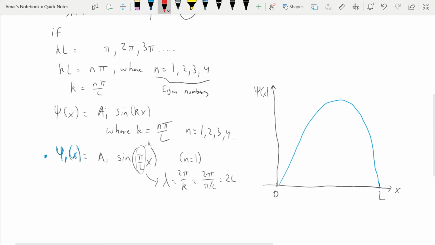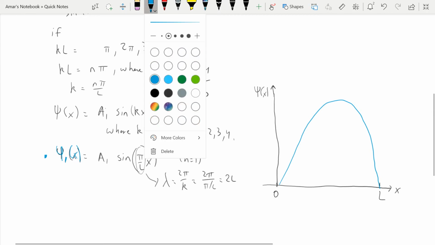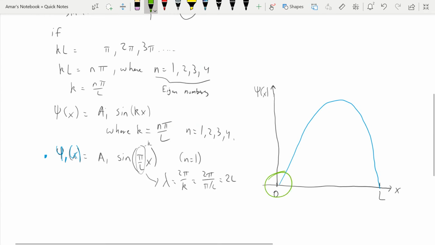Does everyone see this here? So intuition here, remember our boundary conditions. I'll do this in green so it's not confusing. Boundary conditions: notice that psi of x is equal to 0 at x equals 0 and x equals L. It's a sinusoid, but it's 0 at both boundaries.